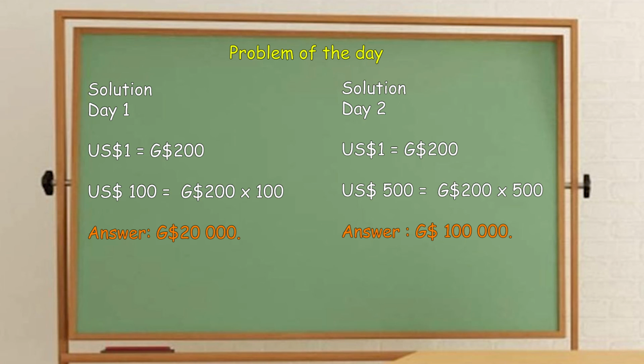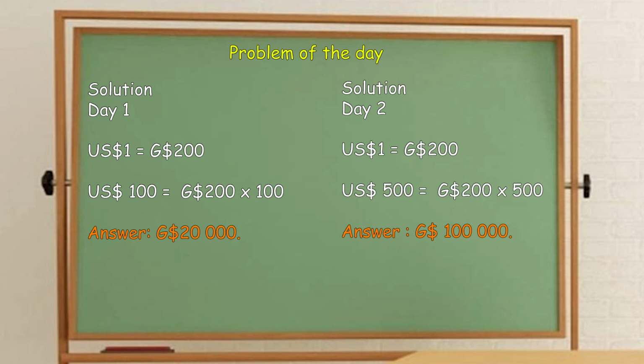5 by 0 will give us 0 because by now we know anything multiplied by 0 is equal to 0. 5 by 2 will give us 10. So we have 1,000. But we still have to add our 2 zeros. When we add our 2 zeros, we get a total of $100,000. So therefore, on day 2, Mr. Brown got 100,000 Guyana dollars.